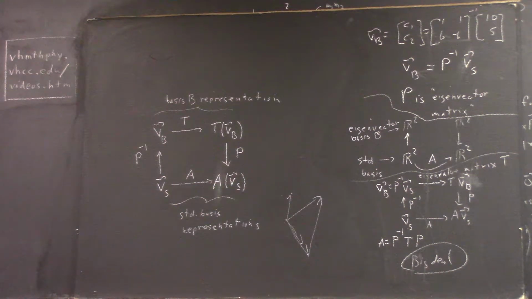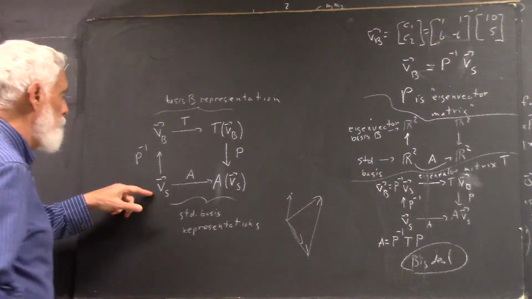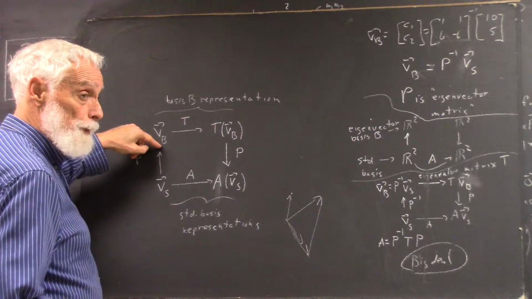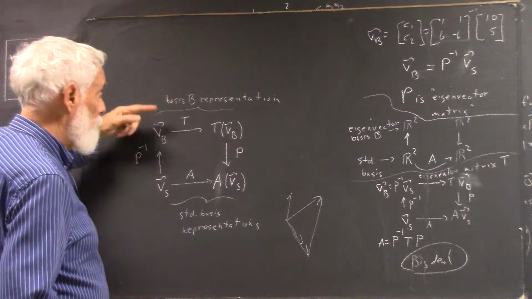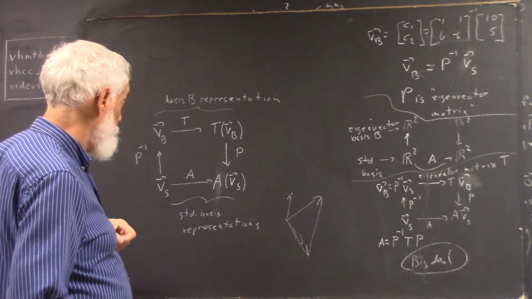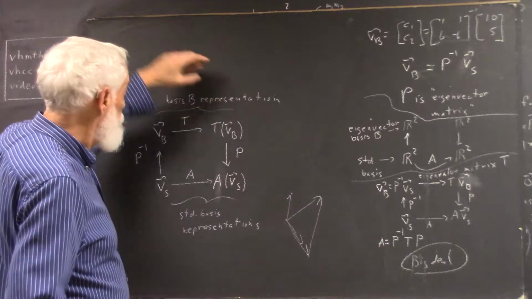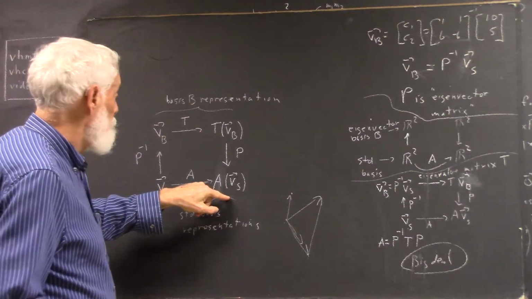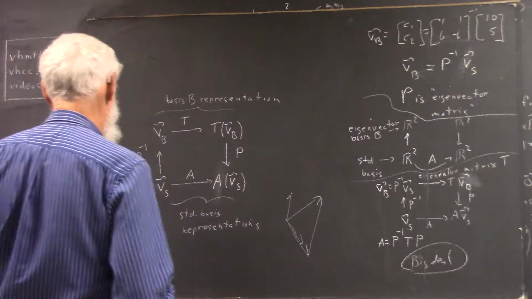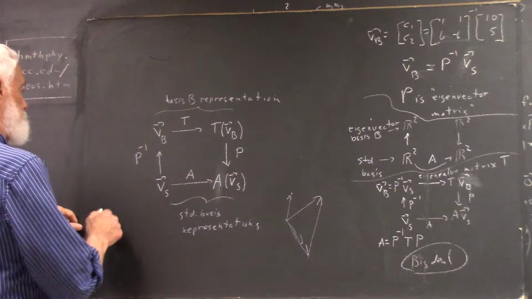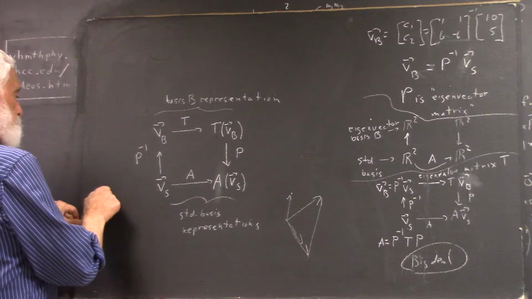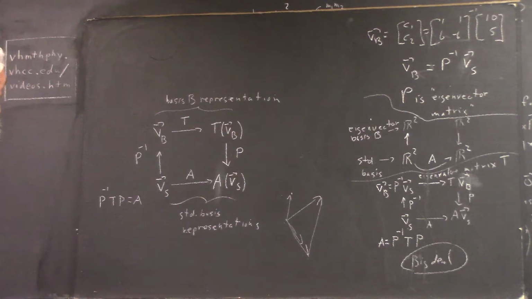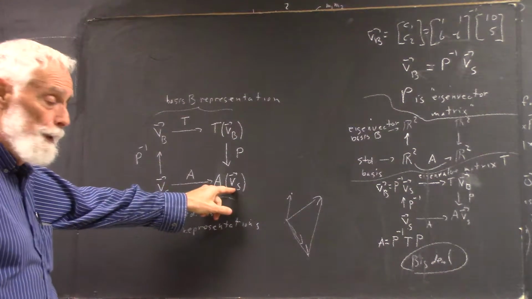So if we start with the standard basis and multiply by P inverse, we get the representation in basis B. Then there's some matrix we can multiply by to get the transformed vector, still represented with respect to basis B. And then we can multiply that by P to get our standard representation of the transformed vector. In that sense then, P inverse T P equals A.